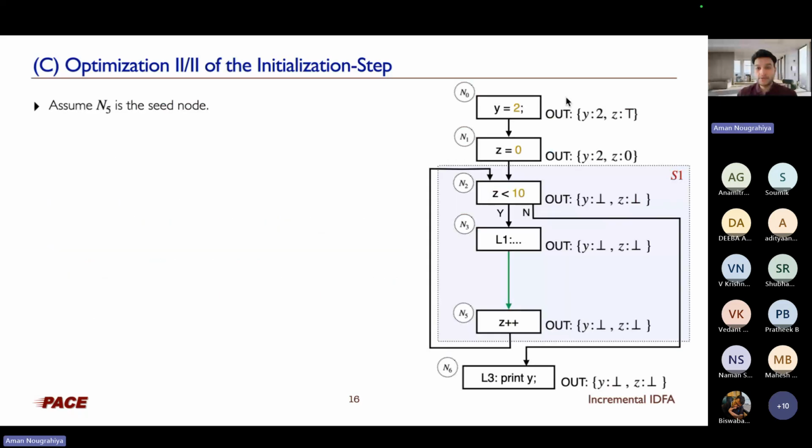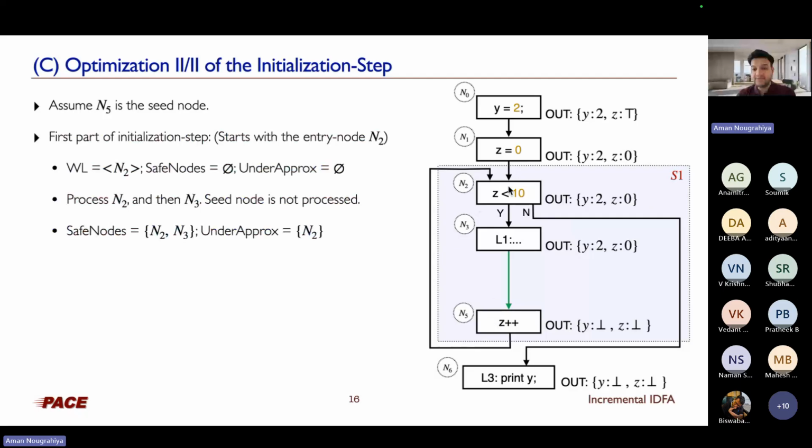So let's go back to this example to understand the second optimization of the initialization step. Here, instead of starting with N5, I'm going to start with N2, which is the entry node for S1. After processing N2 and N3, we know that we're going to get values of Y as 2 and Z as 0. Notice that while processing N2, I am going to ignore N5, because that's the rule of the first optimization of the initialization step. So as a result, Y is 2 and Z is 0 for N2 and N3.